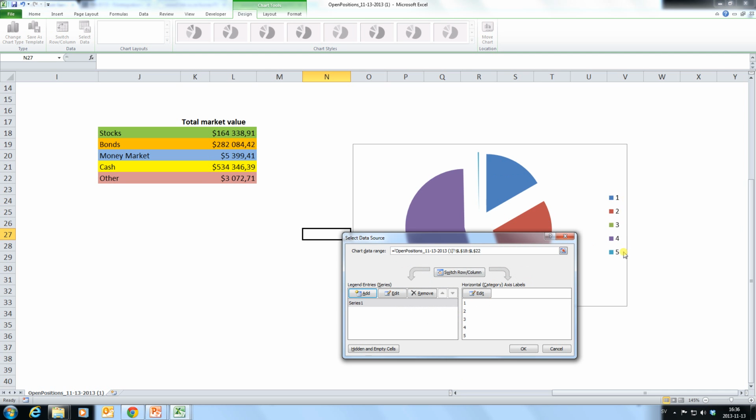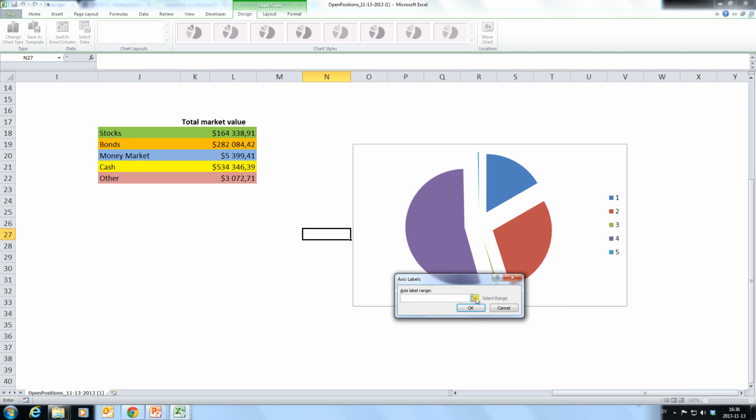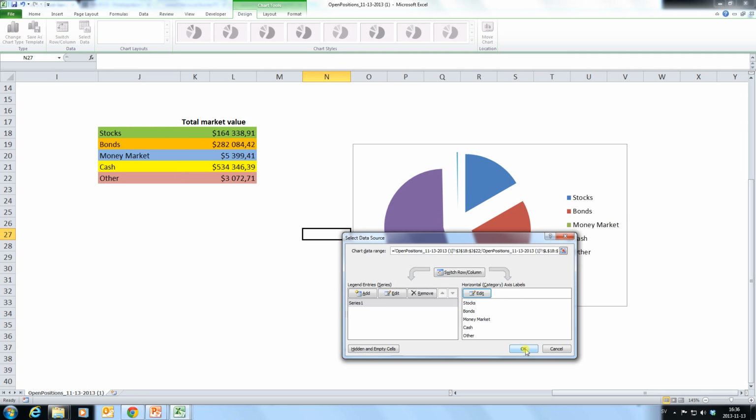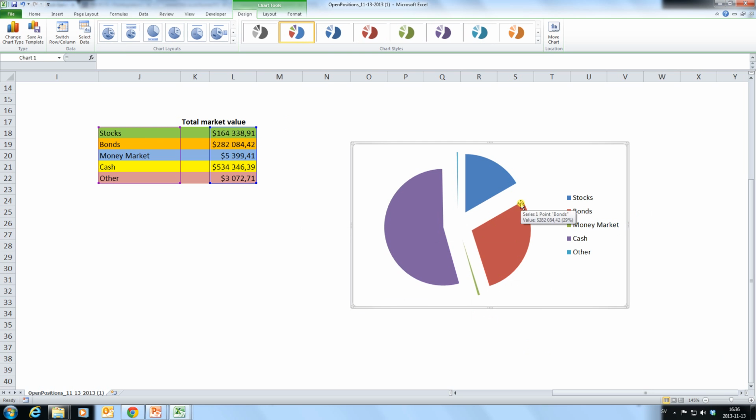Now it says 1, 2, 3, 4, 5, which is not very instructive. So I click on edit, and then I select stocks through others. So now it will combine stocks with the market value of stocks, bonds with the market value of bonds, etc. I click on OK, and we see that we have a chart now.